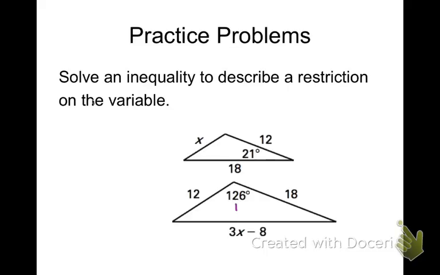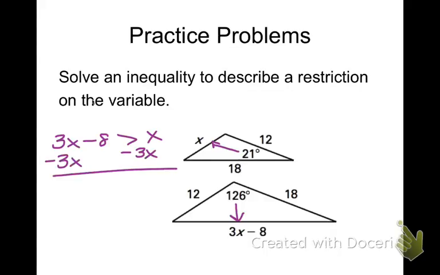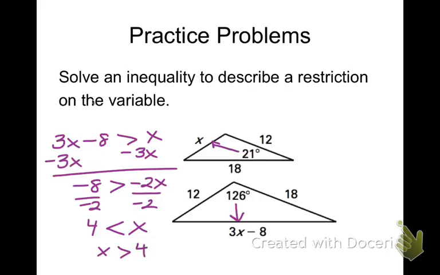Now we have 126 degrees for my angle and 21 degrees for my angle. Which is going to be the larger side, x or 3x minus 8? I think 3x minus 8. Yes, that's a little obvious. So 3x minus 8 is larger than x. How do you solve that inequality? Subtract 3x from both sides. Negative 8 is greater than negative 2x. What do you do next? Divide by negative 2. What do you do to your sign when you divide by a negative? Flip it. So x is greater than 4. Okay? All right, that is that.